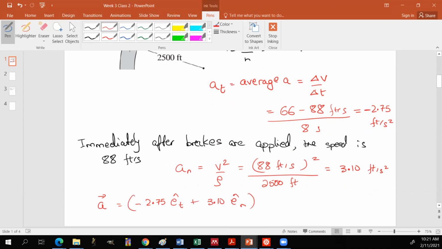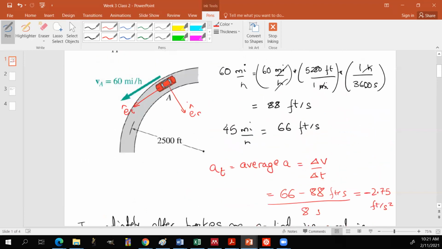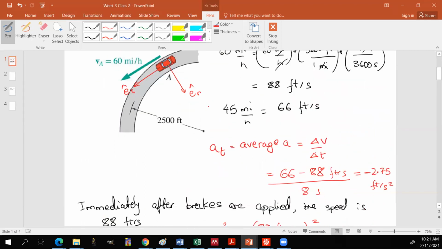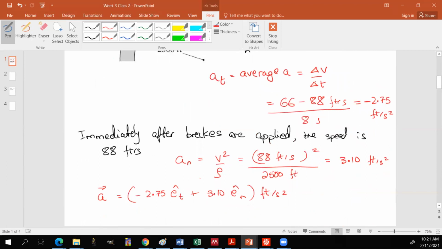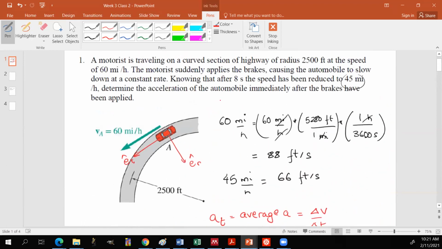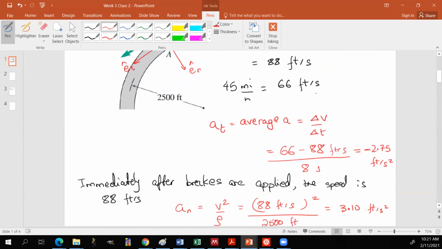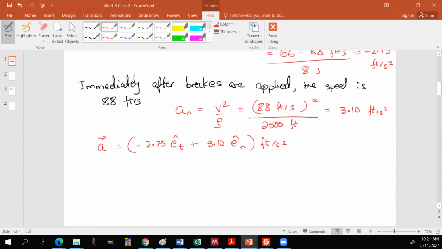But the thing is, when you're working with tangential and normal components, it's well and good for us when we're solving the problem, but typically you don't report your answer like this. The question is asking you for the acceleration right after the brakes have been applied. So to find the acceleration, you just take the magnitude of this.